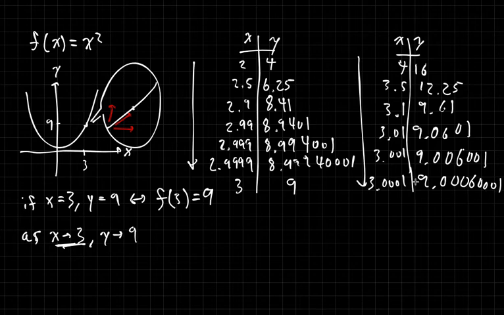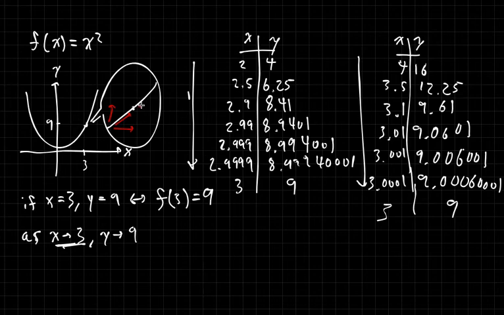Okay, so now, as the x values are approaching 3, getting very, very, very close to 3, what is y doing? Well, we can see 9.6, 9.06, 9.006, 9.0006 about. It's getting very, very close to 9, right? It's almost exactly 9. The error is so small. It's almost indistinguishable.